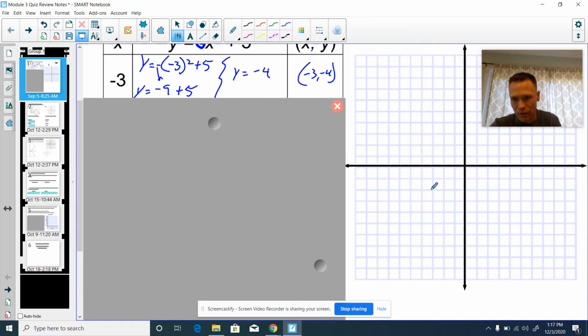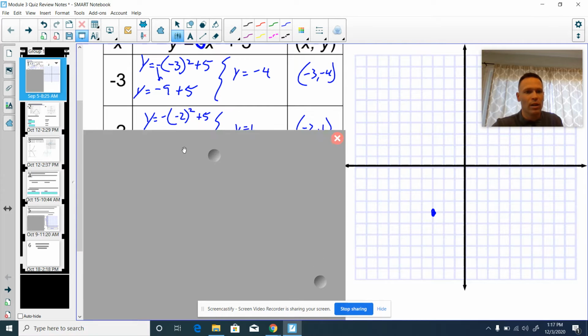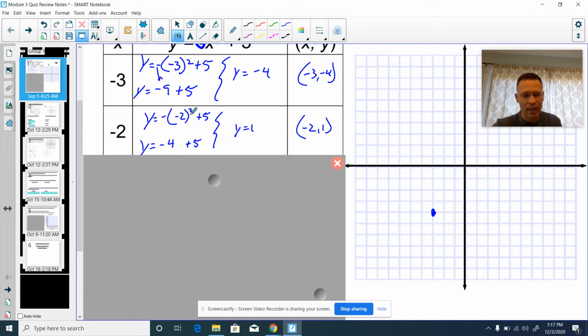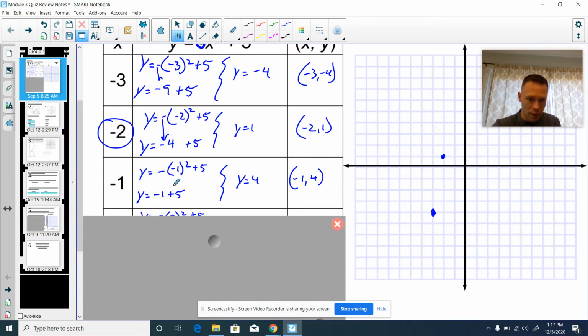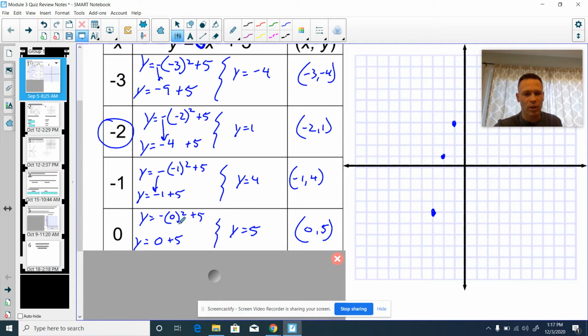-1, 2, 3, 4. Next, I substituted a -2. So -2 squared is -2 times -2, which is +4, but then the negative goes along with it. -4 plus 5 is 1. So I have the point -2, 1, which is right there. -1 squared, I get 1. Again, the negative goes along, so it's -1 plus 5 is 4. So I have -1, 4. Then 0, that's the easiest one. 0 squared is 0. 0 plus 5 is 5. So I have the point 0, 5, which is right there.